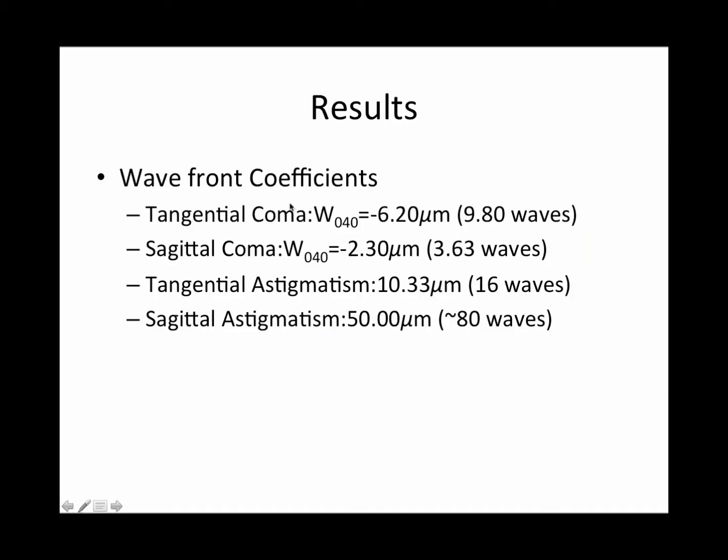The wavefront coefficients calculated were about 10 waves for tangential coma and about 3.5 waves for sagittal coma. For astigmatism, tangential was about 16 waves, and sagittal astigmatism was about 80 waves. These values are a little high.